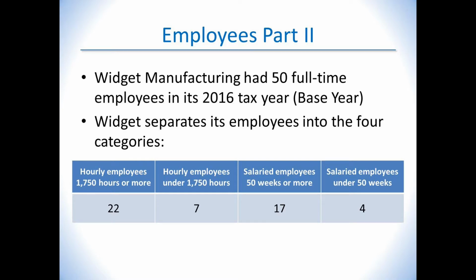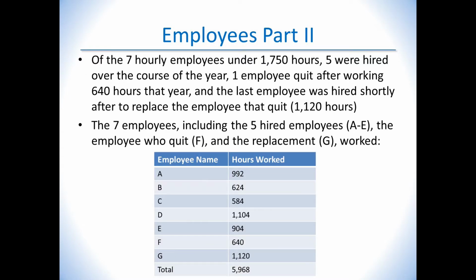Of the 7 hourly full-time employees that worked less than 1,750 hours, 5 were hired over the course of the year, 1 employee quit after working 640 hours that year, and the last employee was hired shortly after to replace the employee that quit, working 1,120 hours. The number of hours worked by the 7 employees, which includes the 5 hired employees, the employee who quit, and the replacement, are represented in the chart below. Using its actual payroll records from its 2016 tax year, Widget was able to calculate that its hourly full-time employees worked a cumulative total of 5,968 hours in the base year.